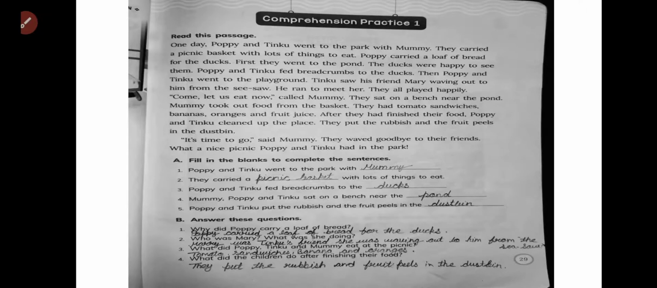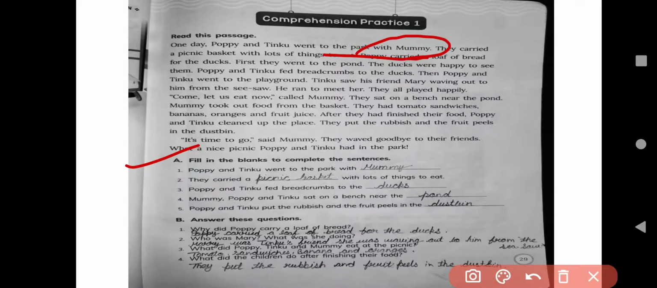Now let's try to fill in the answers. The first one is here. Poppy and Tinku went to the park with... Yes, here we have read. Yes, they went to the park with their mummy. Okay. What did they carry? A basket with lots of things to eat. Here, yes, they carried lots of things to eat. Next is, Poppy and Tinku fed breadcrumbs to the... Yes, here we have the answer: breadcrumbs to the ducks.